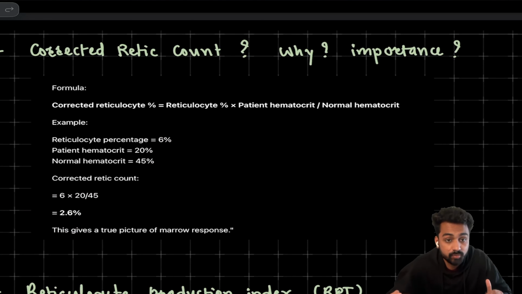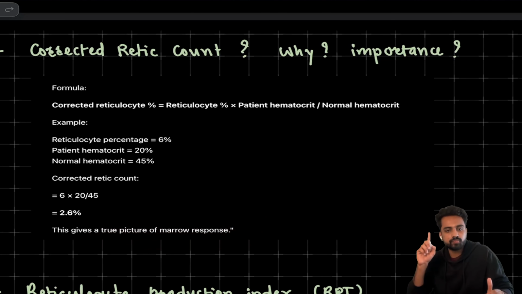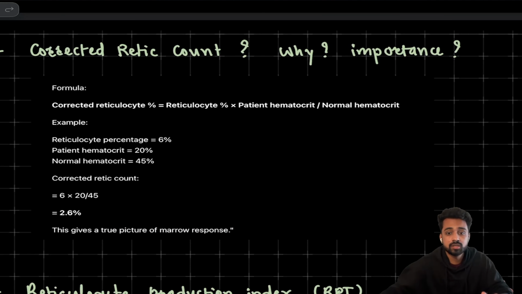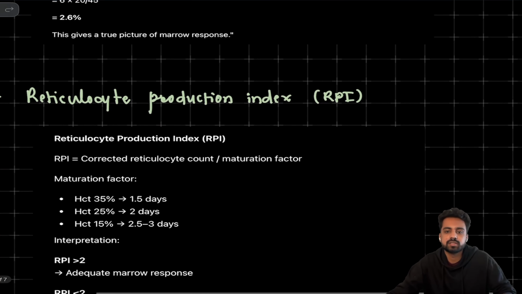And what is its importance? It gives a true picture of the bone marrow response in that patient. Remember this. Next we will learn the reticulocyte production index.